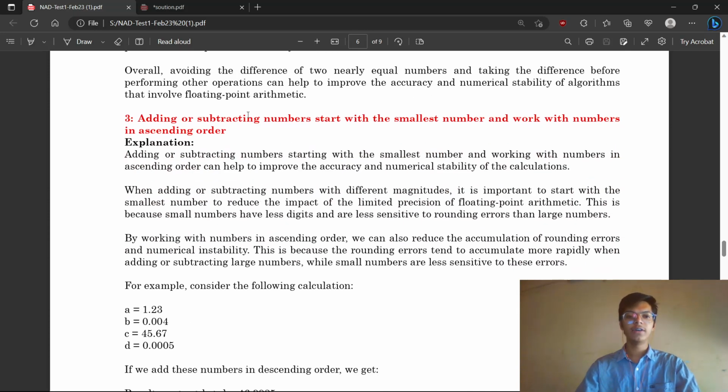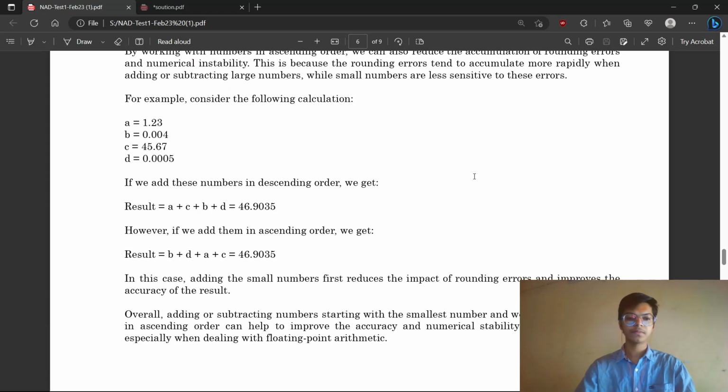Now the third one is: when adding or subtracting numbers, start with the smallest number and work with numbers in ascending order. So yeah, this is true. Adding or subtracting numbers, starting with the smallest number and working in ascending order, can help to improve accuracy and numerical stability of computation.